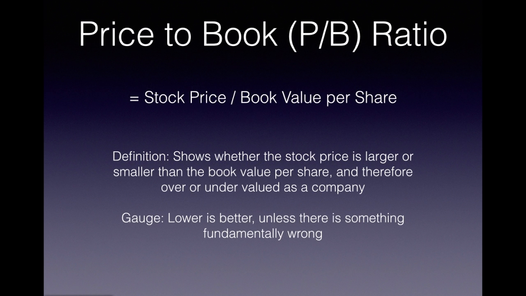Our final liquidity ratio is the price to book ratio. This is just an extension of the book value per share, and it tells you exactly what I said in the previous slide. Just one thing to add. While the book value generally should be lower than the stock price, that could also mean that there is something fundamentally wrong with the company. So make sure you do additional research apart from simply calculating the book value, because it's not always super reliable.